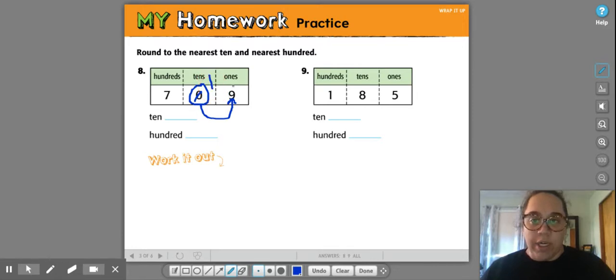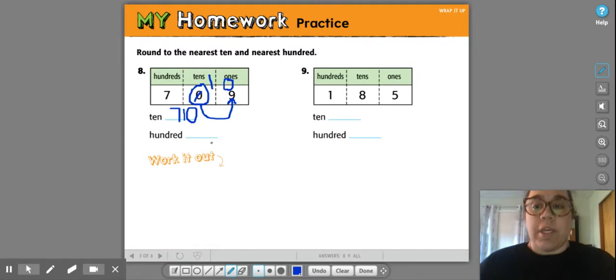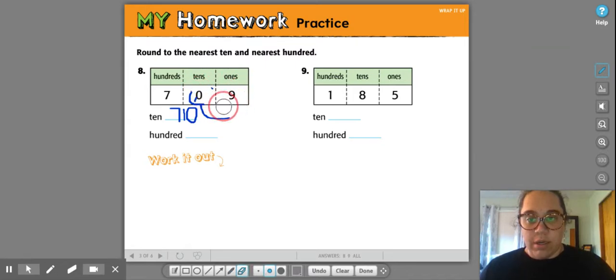And remember, our 9 is now a 0. So that would make the number 710. Since we're rounding to the tens, we don't do anything with the hundreds. All right, we're done with rounding to the tens for that number. Let's round to the hundreds for that number. One second. Let's erase our little lines up here.